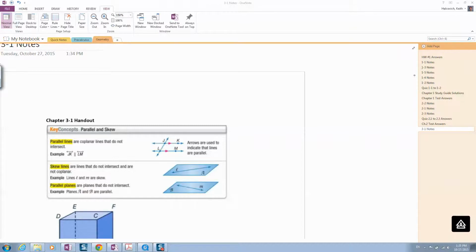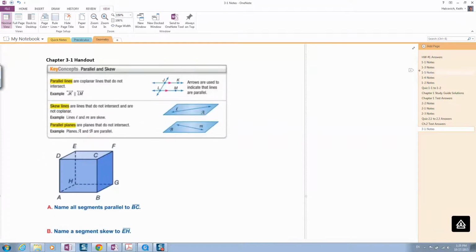Welcome to tonight's video, the first one on chapter 3, section 1, talking about the different types of lines, like parallel lines. Parallel lines are basically two lines that do not intersect and they are in the same plane. So here they have to be in the same plane and do not intersect. Couple things about parallel lines. Notice the symbol and also notice on the picture the arrows.